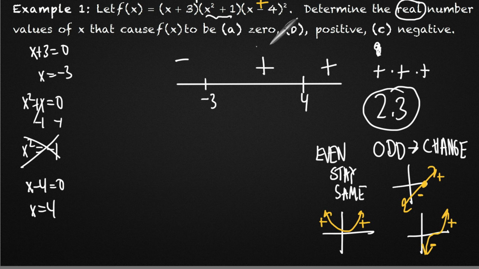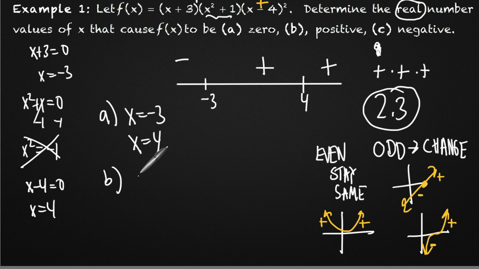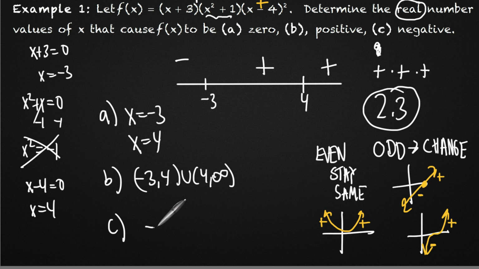So therefore, where is the function 0? So part A, well, it's 0 when x equals negative 3. That makes it 0. And also when x equals 4. And then when is it positive? Well, it's positive between negative 3 and 4 in union with 4 to infinity. Now make sure you don't go from negative 3 all the way to infinity because it is not positive at 4. It's 0 at 4. So you have to stop at 4. And then where is it negative? It's negative at negative infinity to negative 3 with a parenthesis and not a bracket.